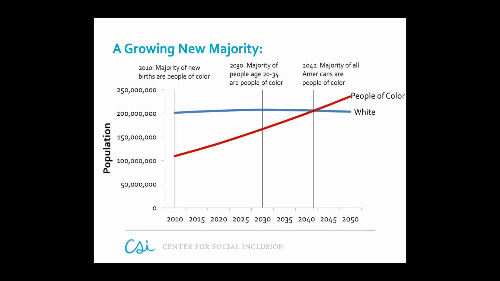So what does racial equity really mean for all Americans? We are becoming a majority people of color nation, and this chart shows you that today, at least starting in 2010, the majority of babies being born are babies of color. So what are the political and economic implications for all Americans given this picture?